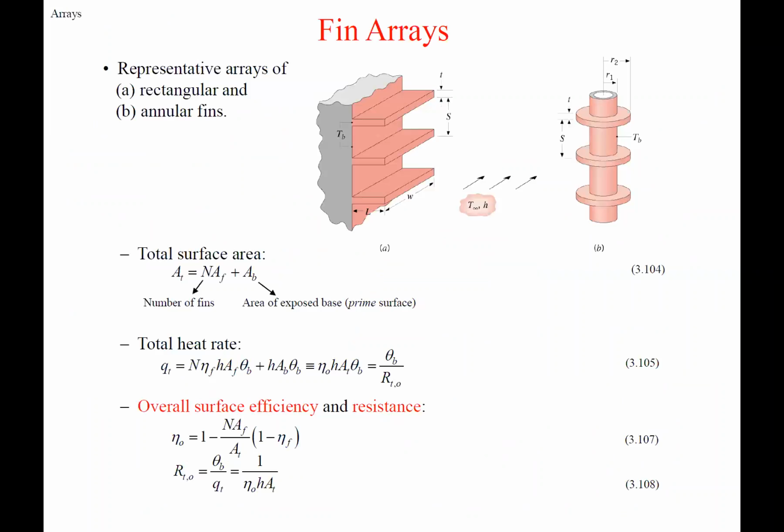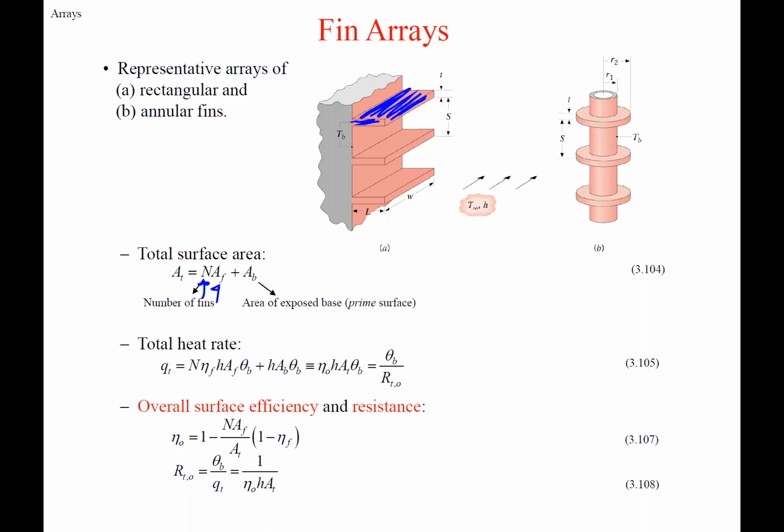Okay, so we talked about that. All right, so fin arrays. What we have just done is for a single fin. Now a fin array has a number of fins. So you would have a single fin like that, which has an area to it, and then you multiply it times the number of fins.